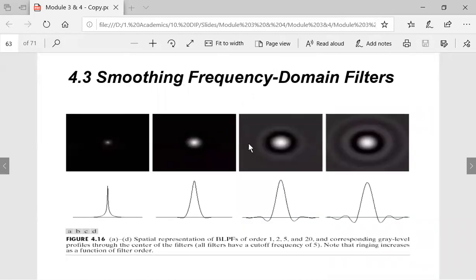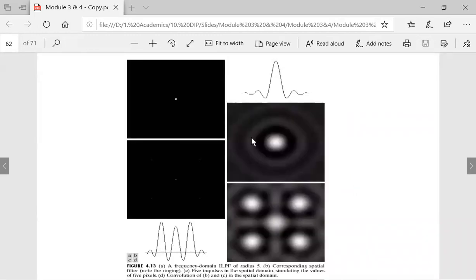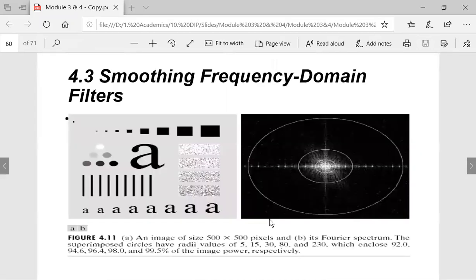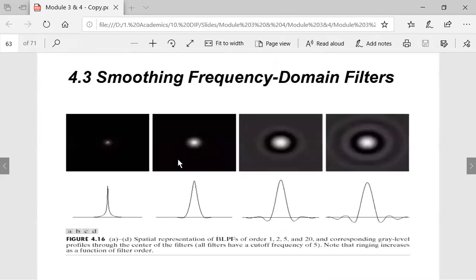Smoothing frequency domain filters, A to D: A, B, C, D. This one I think you might get confused, that I have put it this way. 1, 2, 3, 4, the same thing here. So the spatial spectrum of the low pass filters of order 1, 2, 5, and 20. This is order 1, this is order 2, order 3, order 4. These are all the spectrums, and these are all the graphical representations of those spectrums.